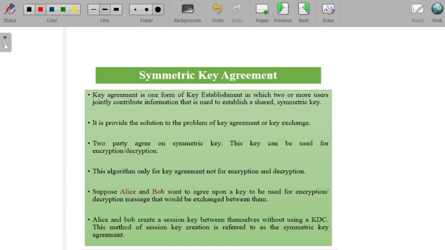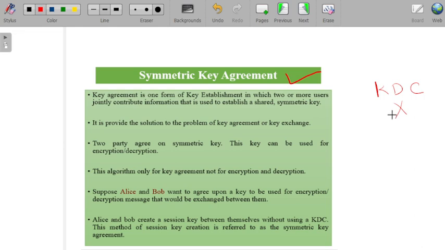Hello everyone. In this video, we will cover the concept of symmetric key agreement and how the session key will be generated without using the KDC. In the previous video, we covered the concept of KDC and how the keys are generated with the help of the key distribution center. But in symmetric key agreement, the KDC is not available. Still, we can generate the symmetric key, that is the session key, between multiple users.